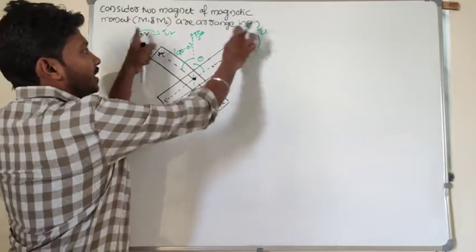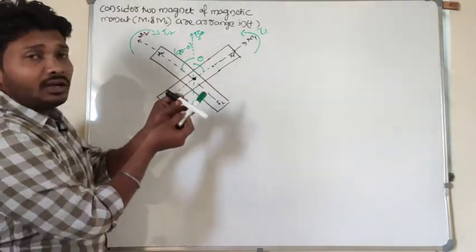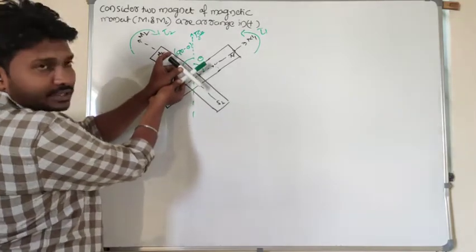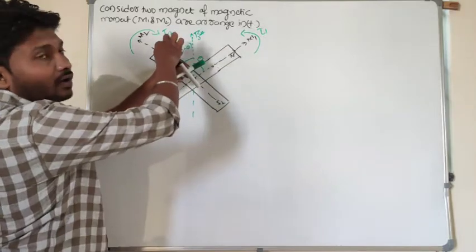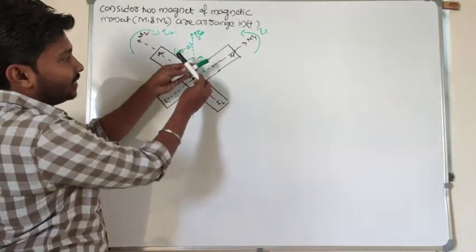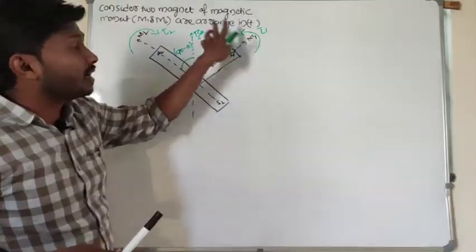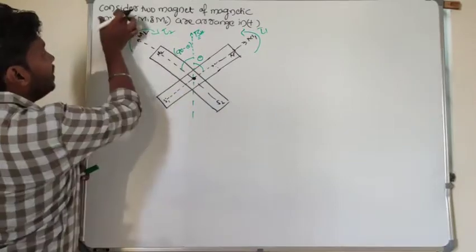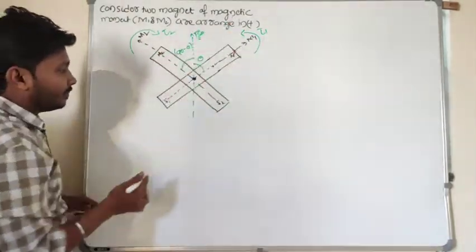These two torques are equal in magnitude and opposite in direction. Look at here, these are the two magnets, arranged in a plus like symbol. Torque acting on the first magnet is in this direction, torque acting on the second magnet is in this direction. Then I want to find out that these two torques are equal in magnitude and opposite in direction. I consider two magnets of magnetic moment M1 and M2 arranged in plus symbol.